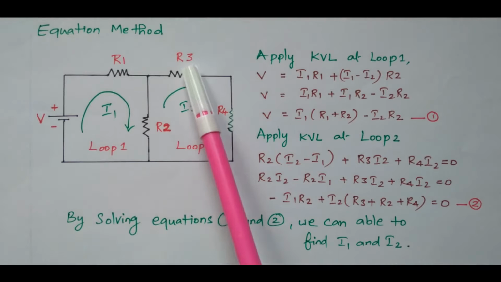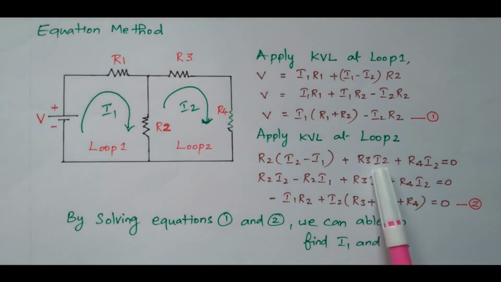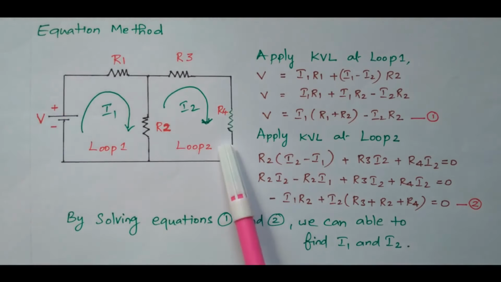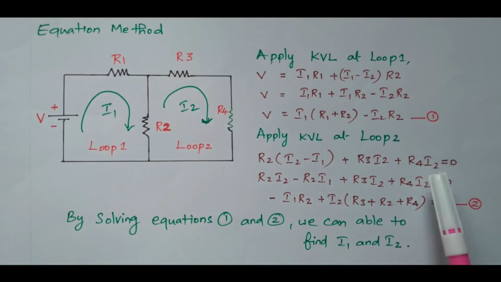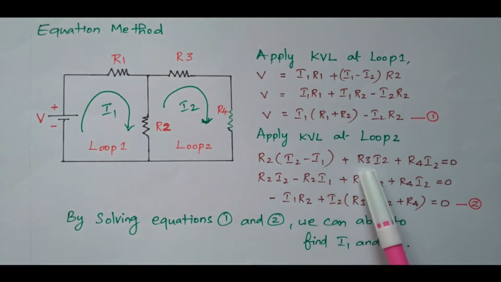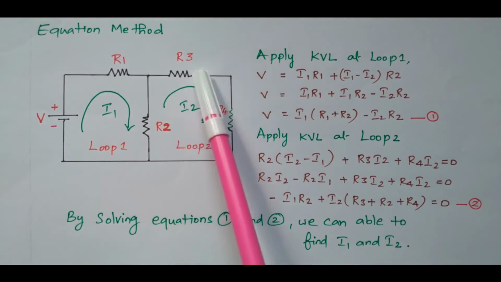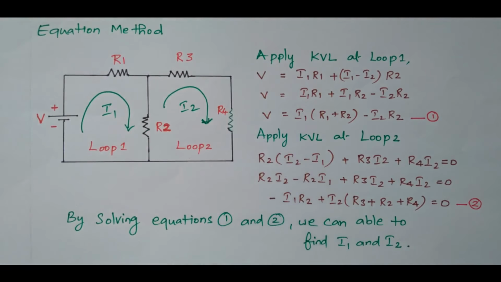Then the potential drop across R3: I2 is flowing through R3, so I2 into R3. The potential drop across R4: only I2 is flowing through R4, so R4 I2. That is equal to 0, since the applied potential is 0. So this is the potential drop across R2, where two currents are flowing. Across R3 only I2 is flowing, and across R4 only I2 is flowing.